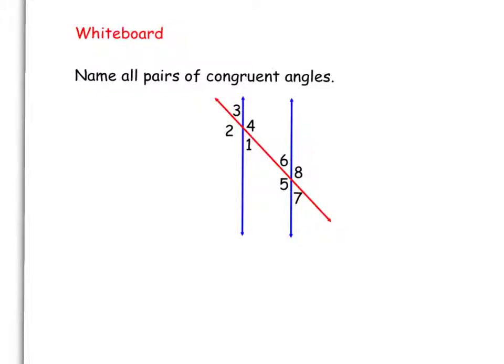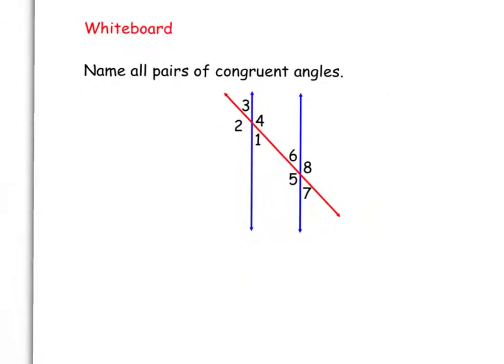Let's start with a quick review. You should be able to name all the pairs of congruent angles from what we did yesterday. So all the pairs, angle 3 is vertical to 1, so they match. And we also found that these two matched and these two matched yesterday. So angle 6 and 7 all have the same angle measure.